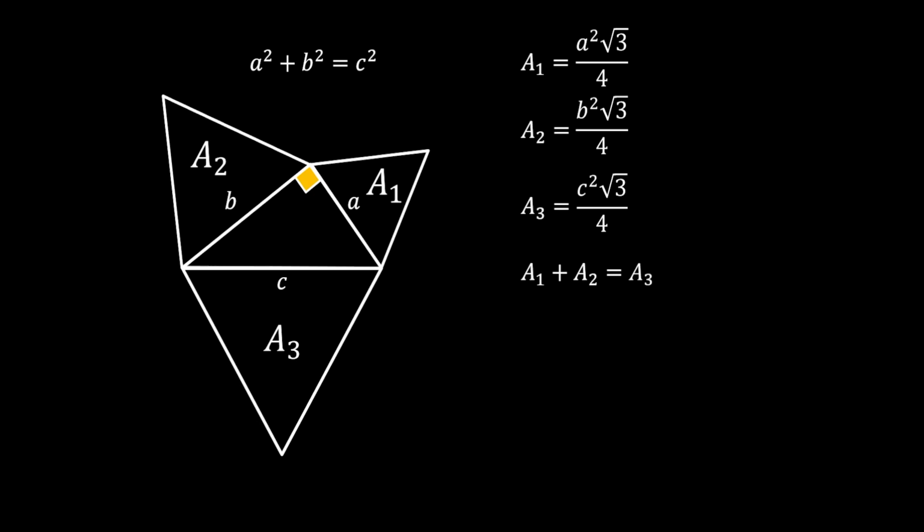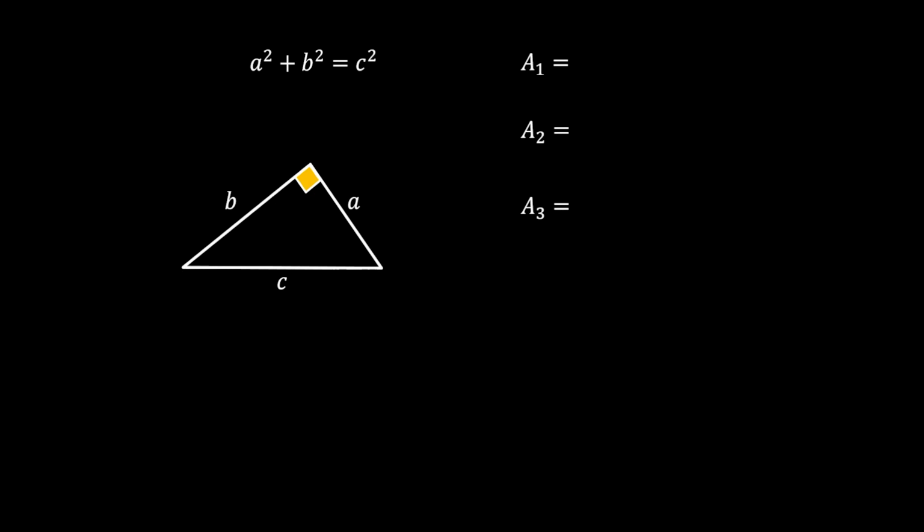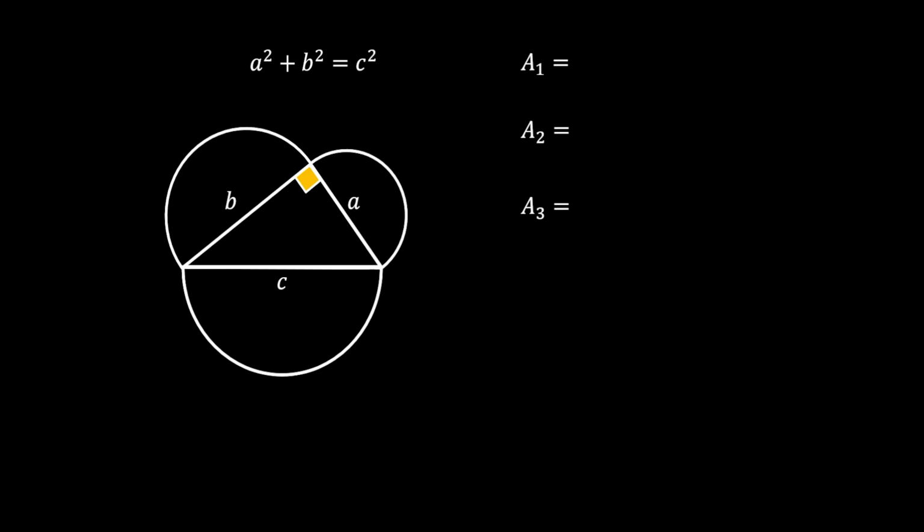But in our problem, we had semicircles, right? We didn't have triangles or squares. So let's try to do the same thing with semicircles. Let's erect 3 semicircles from all 3 sides of the triangle, and let's start with the area of the semicircle on the right. The area of the semicircle is equal to 1/2 of the radius squared times pi. But notice that in our case the diameter is equal to A, so this means that the radius of this semicircle on the right is equal to A over 2.